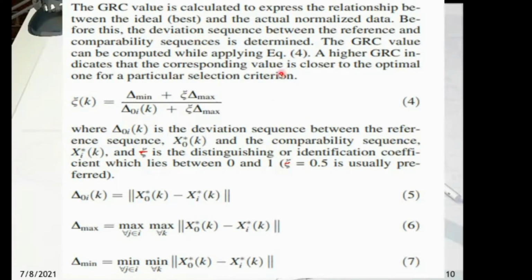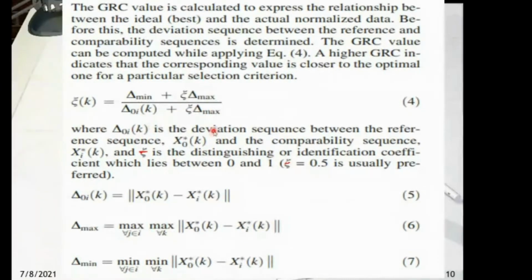Then we'll calculate the correlation coefficients. The formula to find the coefficient is eta of k equals delta minimum plus eta into delta maximum, divided by delta 0 ik plus eta into delta max. Delta minimum is the minimum of the deviation values we already have, and delta maximum is the max value among the deviation values. The denominator uses the particular element you are using. So the numerator is common for all the rows or columns, and the denominator will be varying.